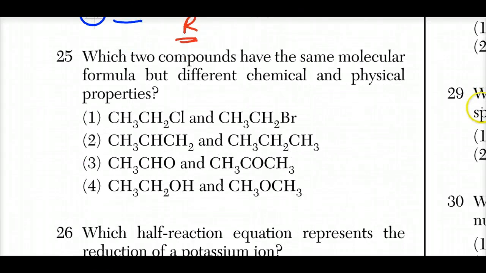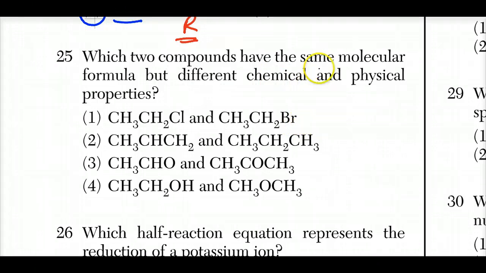Number 25. Which two compounds have the same molecular formula but different chemical and physical properties? Well, you should have learned that structure is king. What does that mean? You change the structure, you change the physical and chemical properties. That's why the organic chemistry naming system is based on the structure, not how many carbons and hydrogens. You know the structure, you know it has its individual properties.